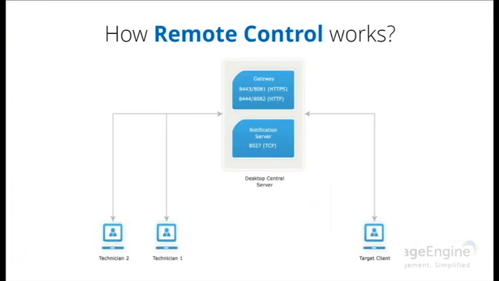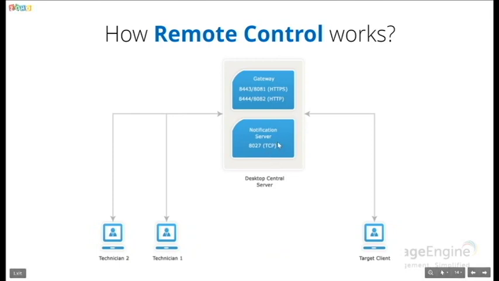All right, so now you might wonder: I've shown you the live presentation of how the remote control worked in real time. Now I just want to give you a walkthrough of what actually happens in the backend, how the remote control works. First, there are multiple components involved in the product. Let's assume technician one, that's John, logs in and clicks on connect. And what happens in the backend? As soon as you click on connect, it sends the request to the Desktop Central server, where we have two different components running. One is the gateway component, another is the notification server component, which runs on port 8027.